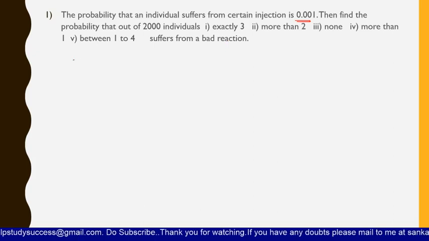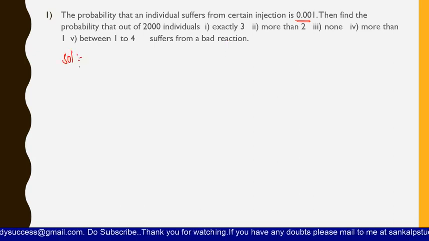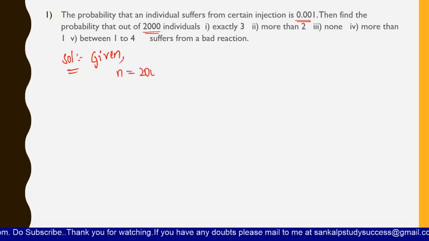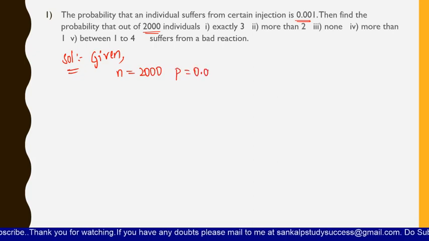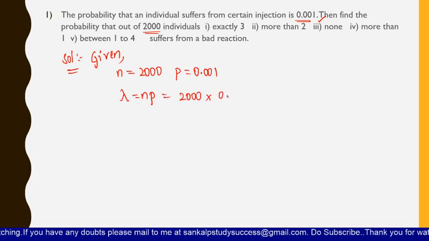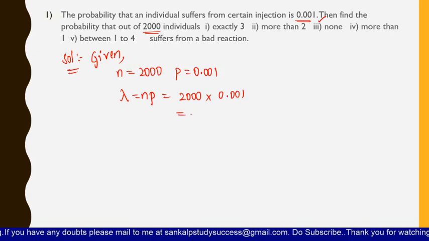Let us write the given information. Solution: given the total number of individuals is 2000, so N is equal to 2000. Now the probability P is equal to 0.001, which is given in the question. Now we are going to find lambda. Lambda is nothing but NP, which is equal to 2000 into 0.001, which is nothing but 2. So this is the value of lambda.